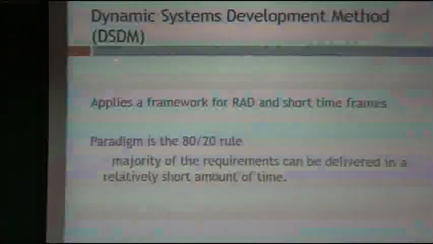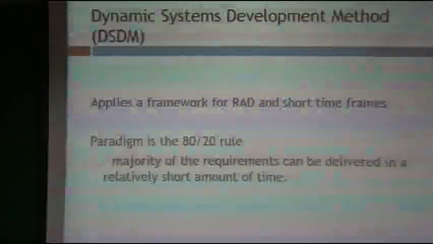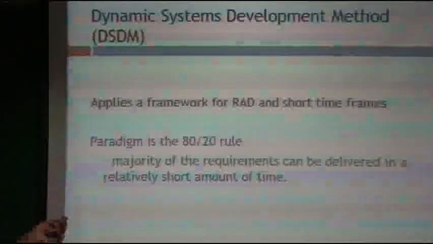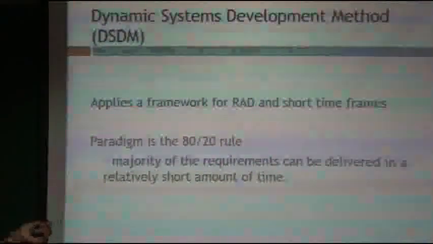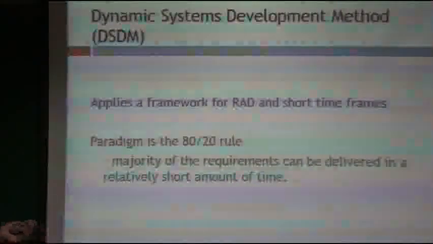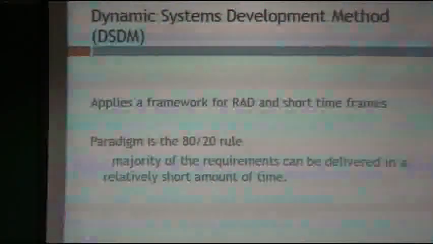This is DSDM. It is an applied framework for RAD and for short time frames. It's almost like the RAD model, but it uses the 80-20 rule. The majority, 80 percent of requirements, can be delivered in a relatively short amount of time. That is the 80-20 rule.